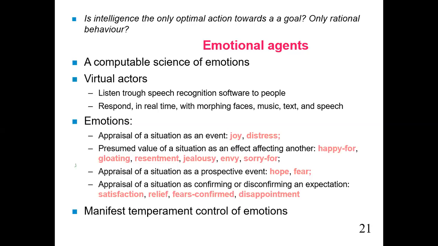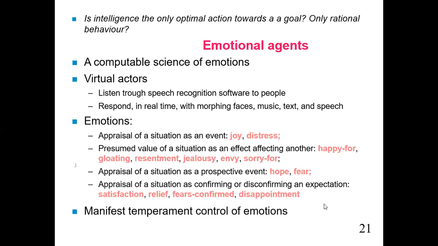Presume value of a situation as an effect affecting another: happy for, gloating, resentment, jealousy, envy, sorry for. Appraisal of the situation as a prospective event: hope and fear. Appraisal of a situation as confirming or disconfirming an expectation: satisfaction, relief, fear, comfort, and disappointment. So the agents can react according to the emotion, whether the appraisal of a situation as an event with joy or distress, the effect on another with happy for and resentment, or a prospective event with hope and fear, satisfaction and relief. All these are the emotional agent.